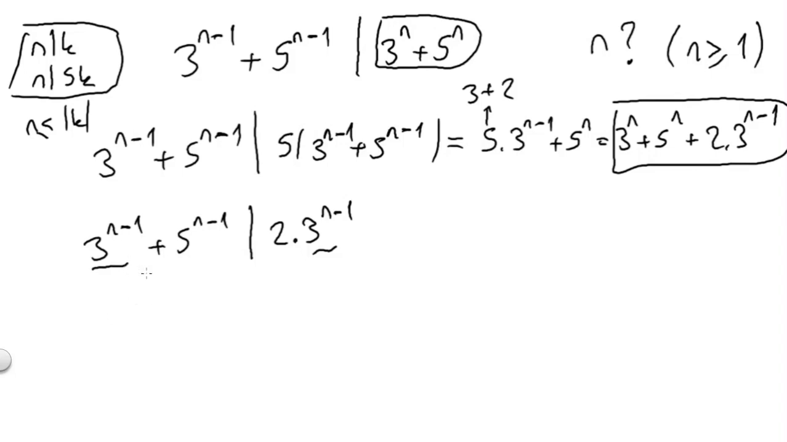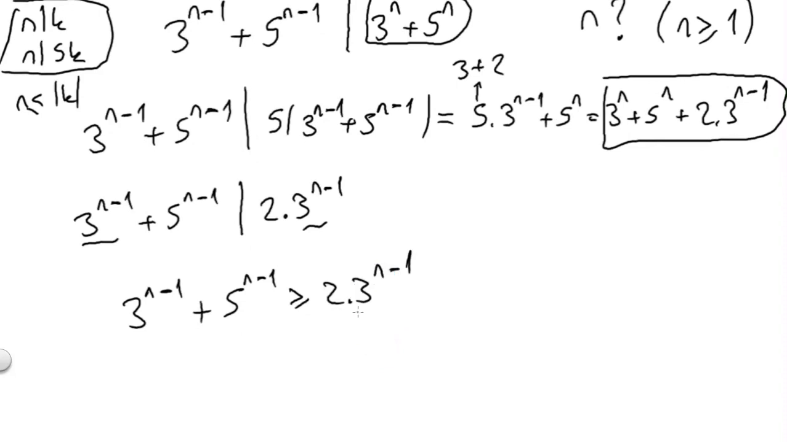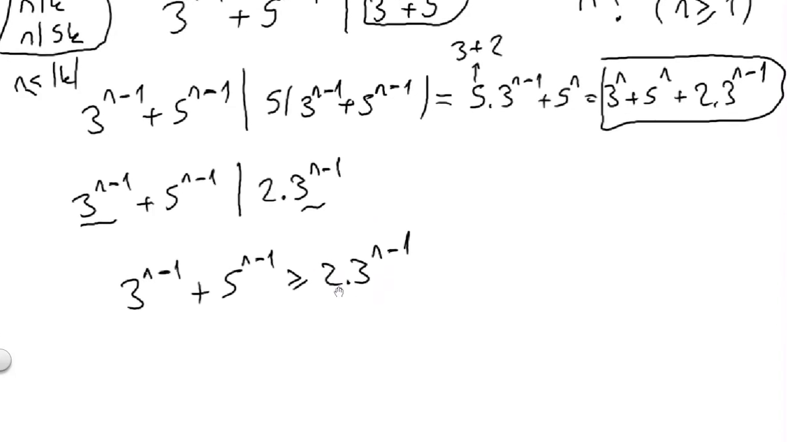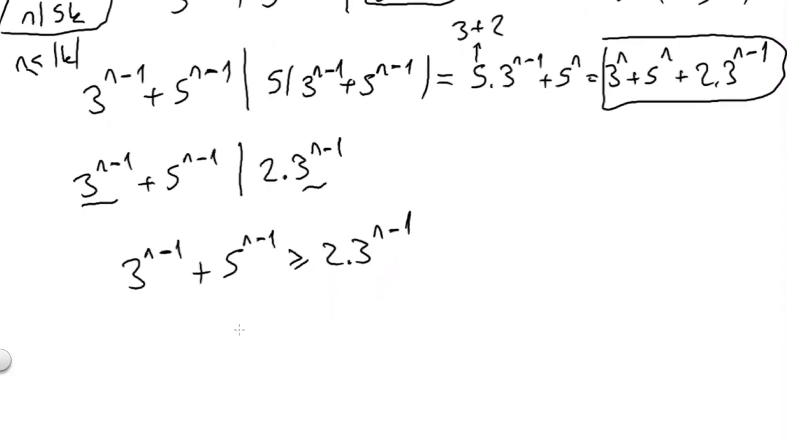So I'm claiming that actually 3^(n-1) + 5^(n-1) is greater or equal than 2 times 3^(n-1). Why is that? Well, there are two ways to show this. I actually would like to show this with analysis, but there is a much simpler way. So I'm not going to use any analysis in this video.